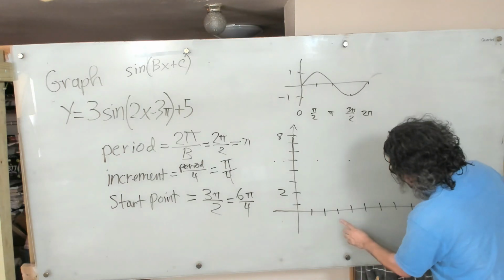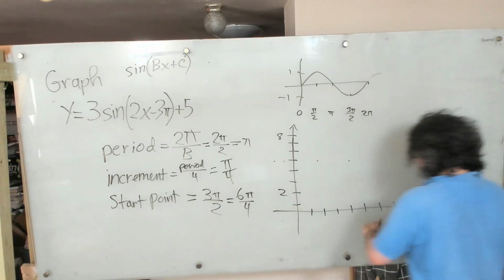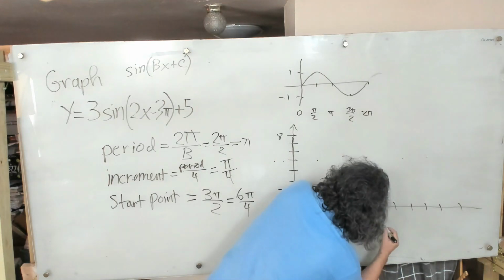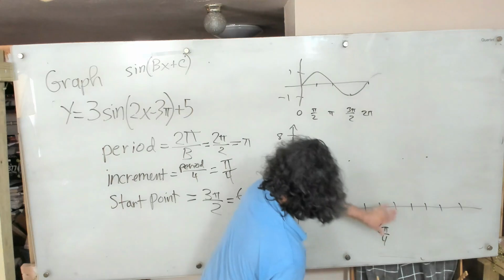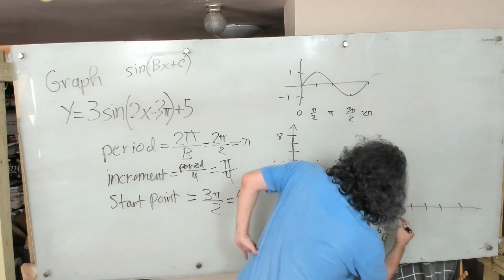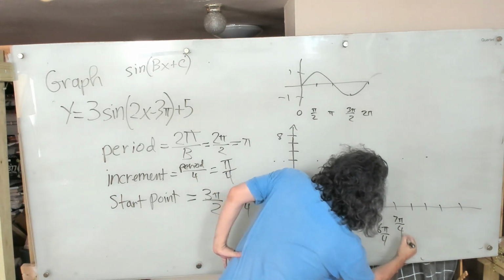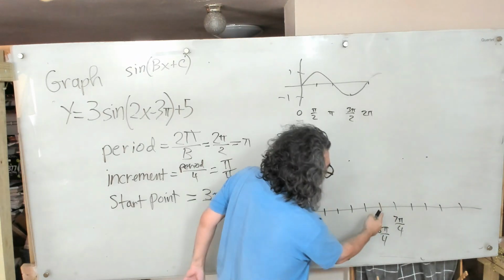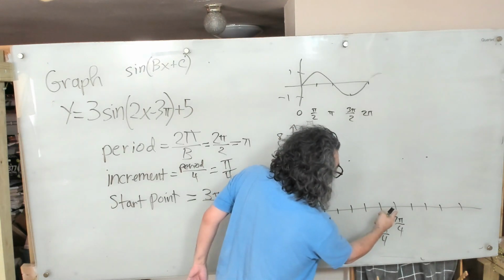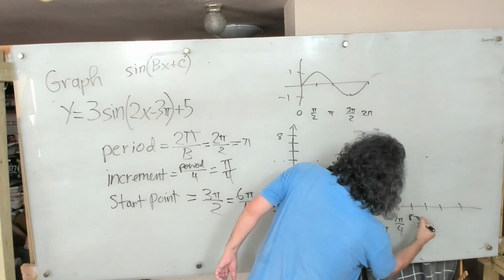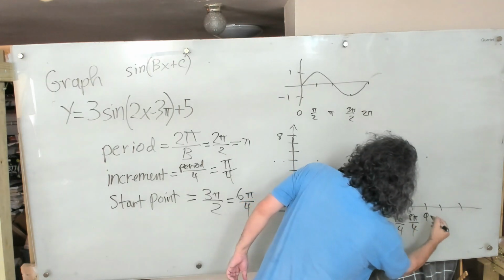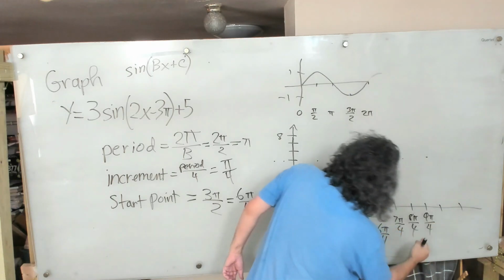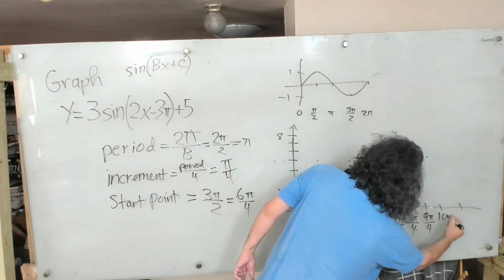So 1, 2, 3, 4, 5, 6. So this point is 6 pi over 4. And in fact, in this case, I don't have to put it so much down, but okay. 7 pi over 4. Notice I added 1 pi over 4, which is one of the increments. I add pi over 4 again, so 8 pi over 4. I add pi over 4 again, 9 pi over 4. And I add it one more time to get 10 pi over 4.